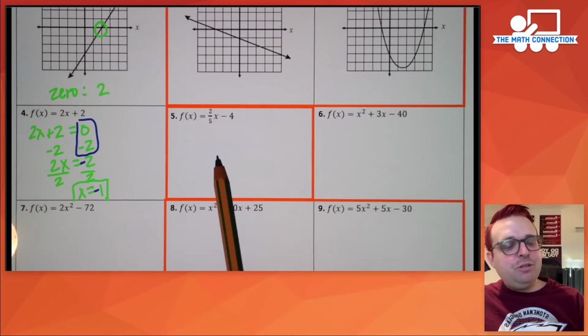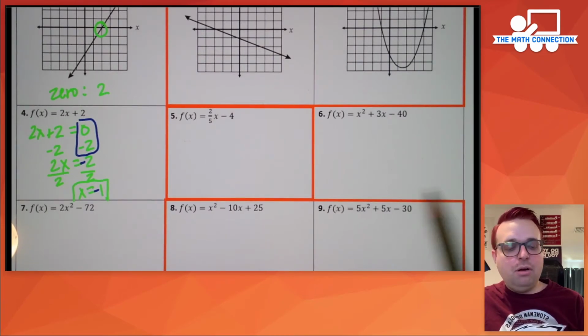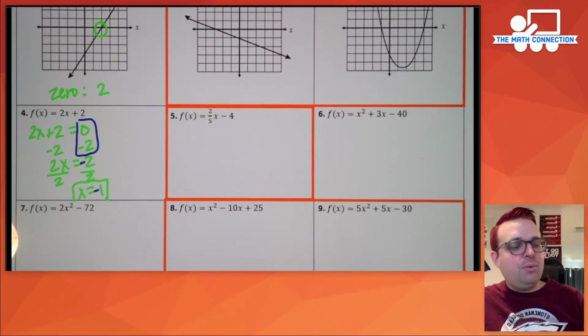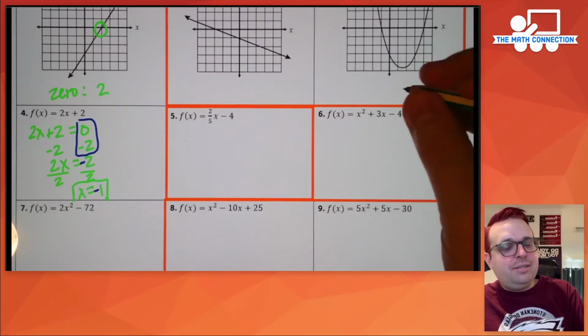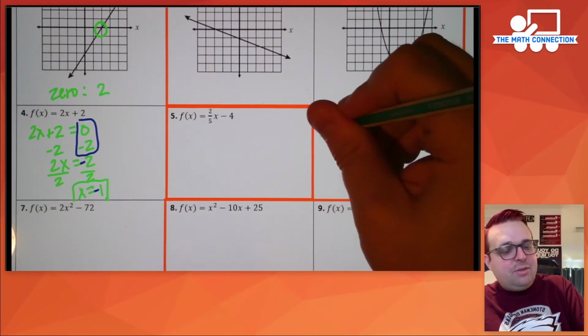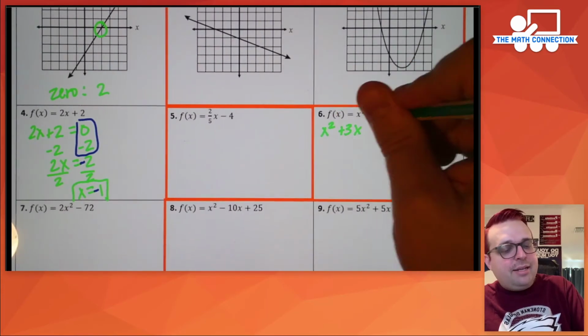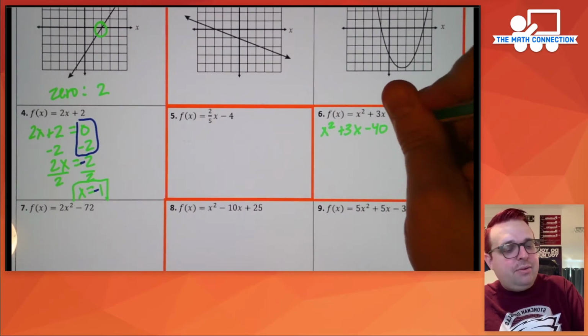Okay, so 5 you should be able to handle because it's just like 4. And then the rest of these are quadratic, so we're going to do them together. The first question I'll do with you is 6. You're going to take x squared plus 3x minus 40 and set it equal to 0.